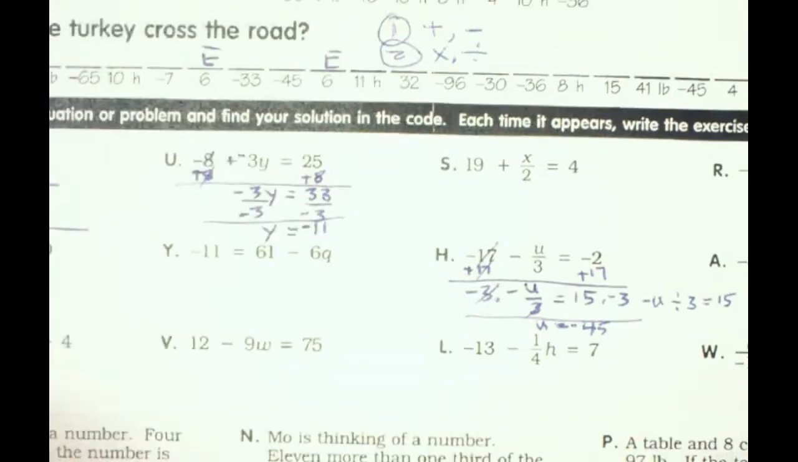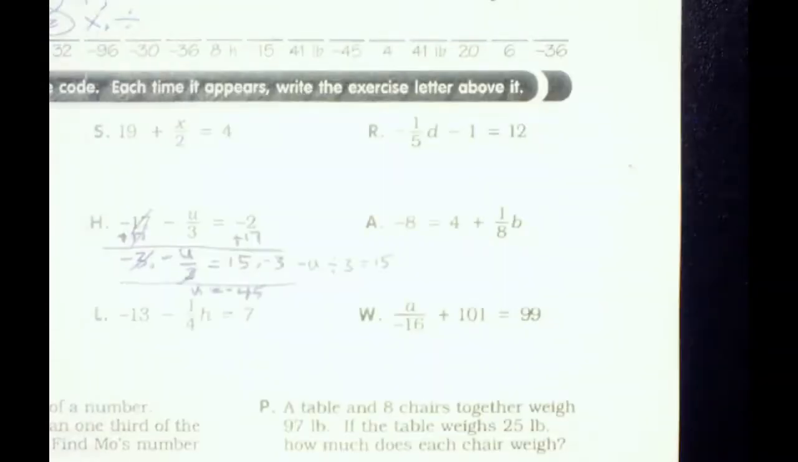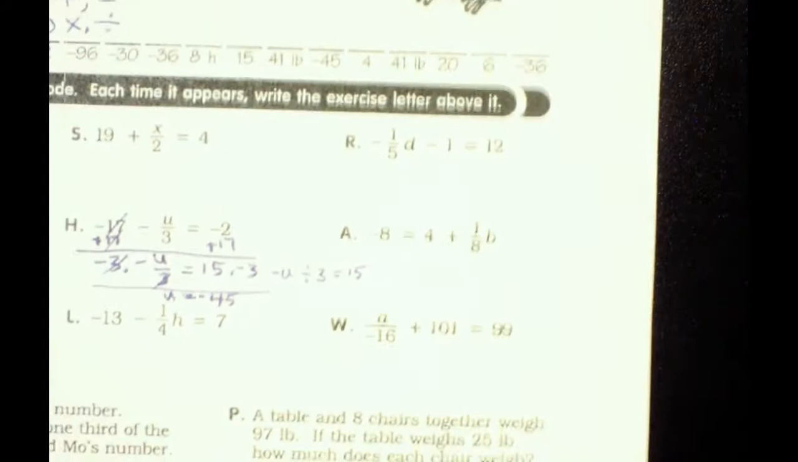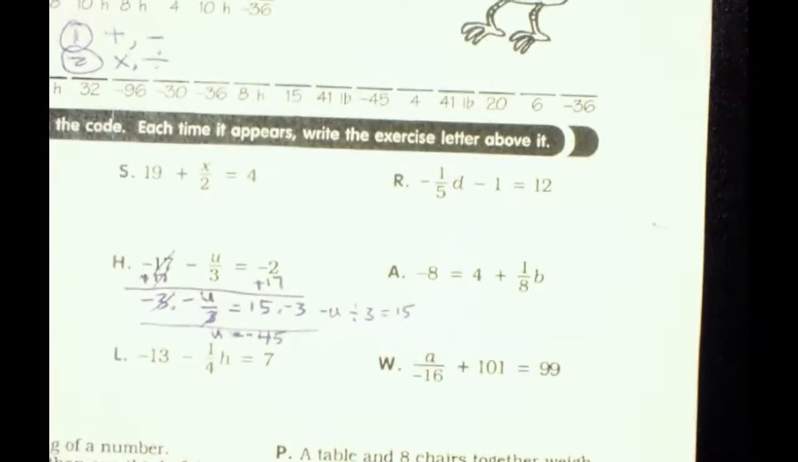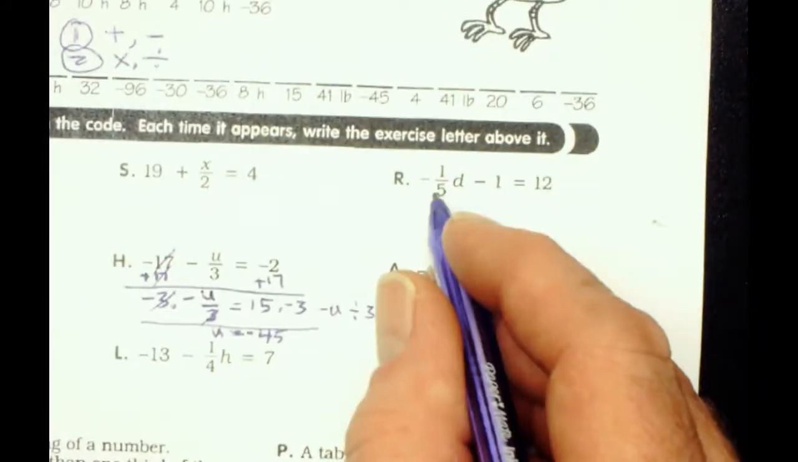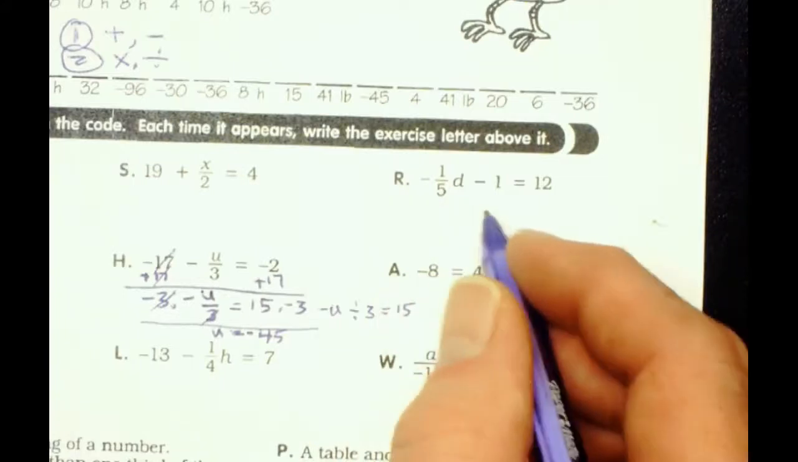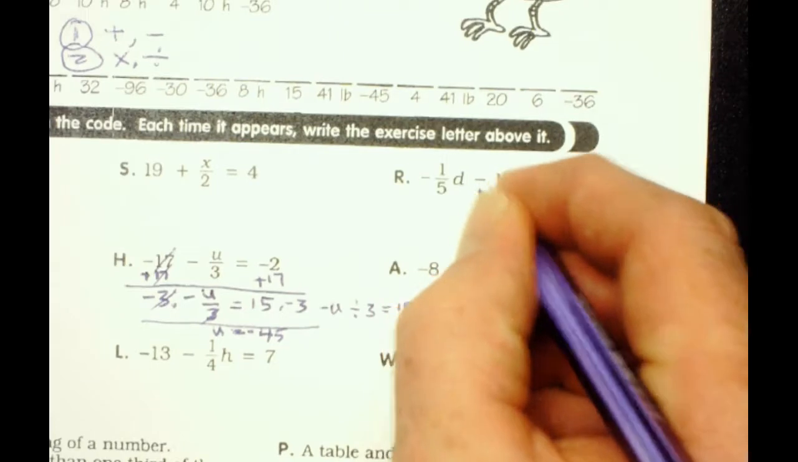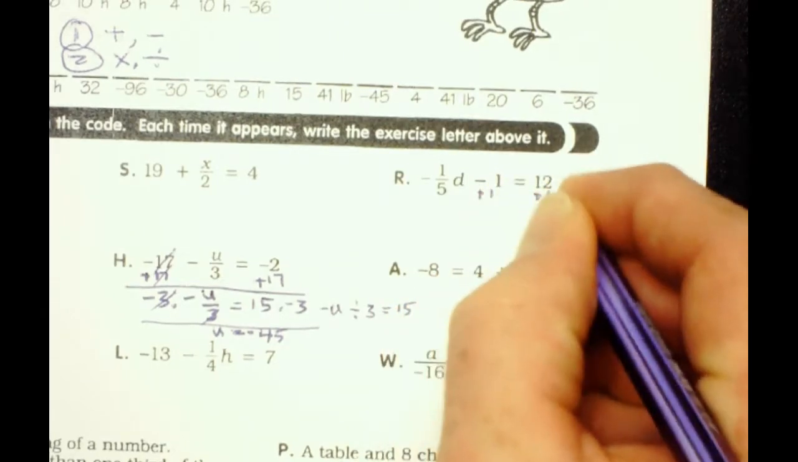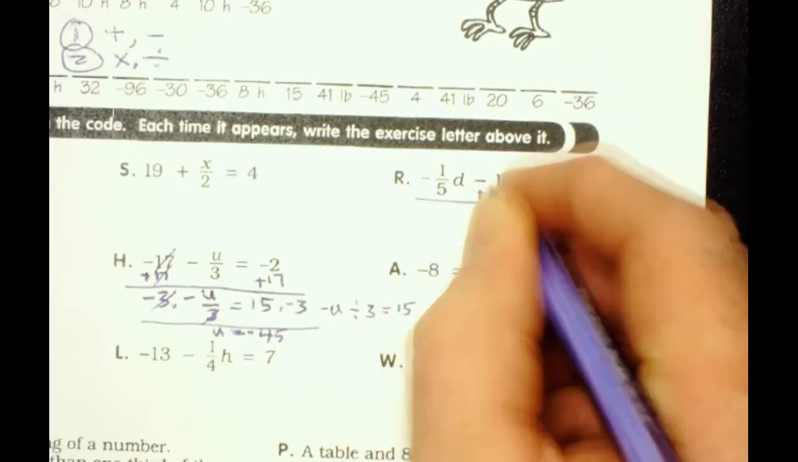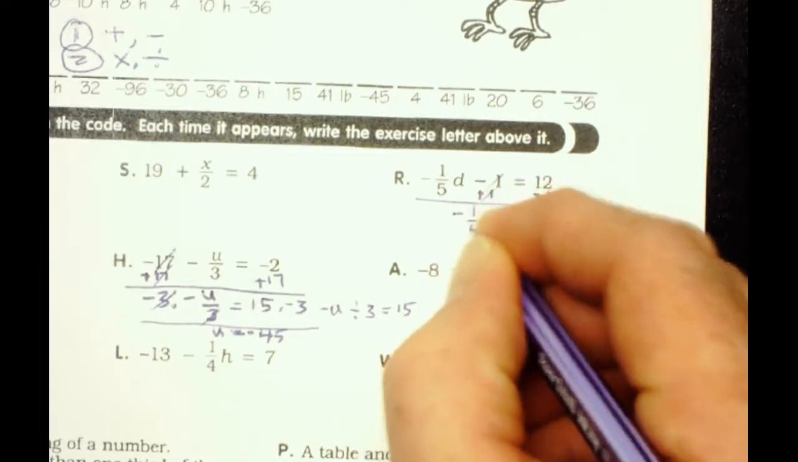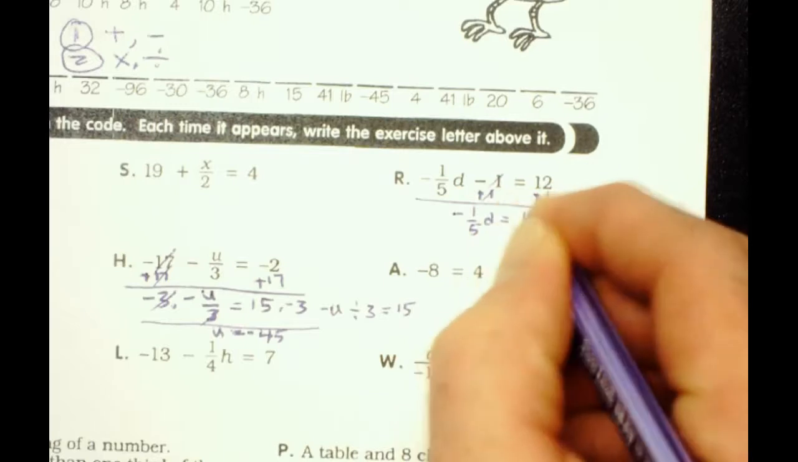I'm going to slide this over again. Get this guy over here. Nobody likes this one. All right. Negative 1/5 d minus 1 equals 12. All right. Well, first let's get rid of this minus 1. So we get rid of minus 1 by adding 1 and adding 1. Okay? Plus 1 minus 1, that cancels. We have minus 1/5 d equals 13.